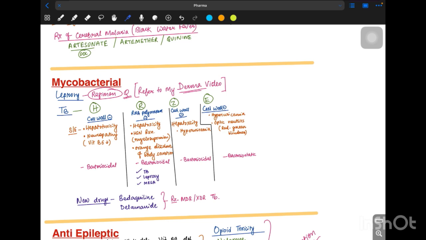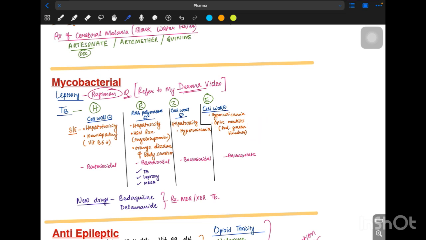What is the side effect of rifampicin? It causes hepatotoxicity, hypersensitivity reaction, and myelosuppression, means bone marrow suppression. There can be orange discoloration of body secretions after taking rifampicin. And what is the side effect of pyrazinamide? It again causes hepatotoxicity and hyperuricemia. What is the side effect of ethambutol? It causes optic neuritis, hyperuricemia. Optic neuritis, the most common example is red-green color blindness. So red-green color blindness, if it is in the question, it is the side effect of ethambutol. So this is the most probable question to come from here.